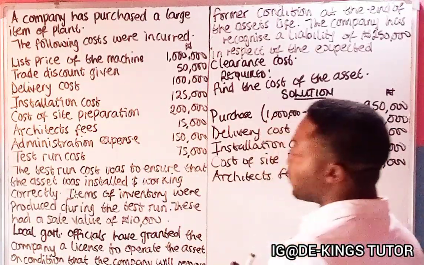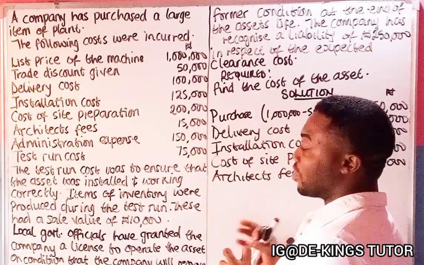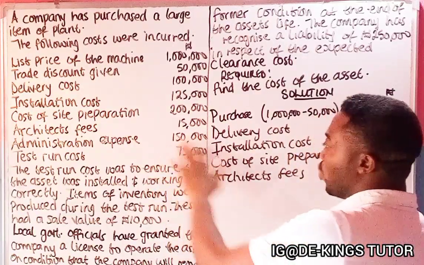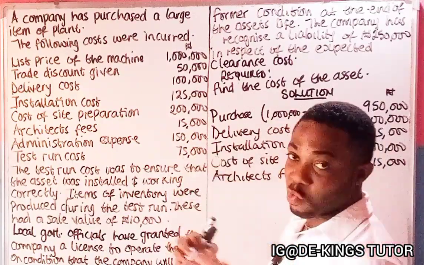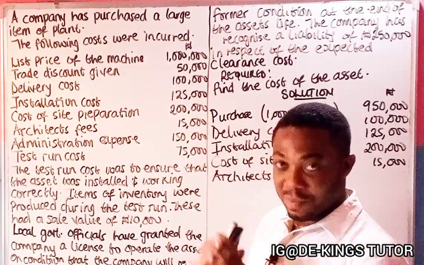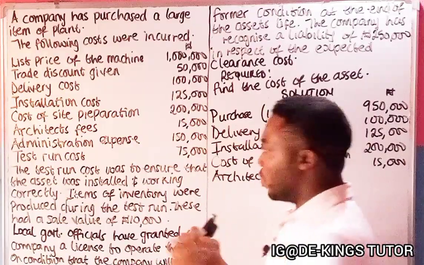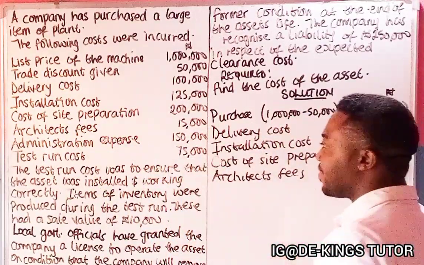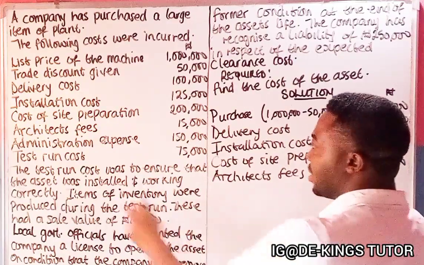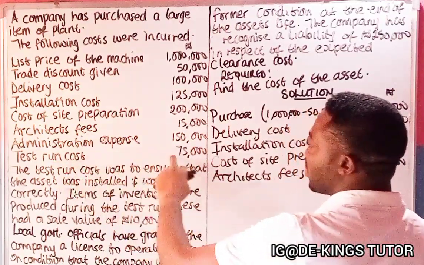Now administration expense does not form part of the cost. Okay. So it will not be added there. So take note, most times in a question, they might want to include what might not be included as a cost. Okay. So administration expense is not part of the cost we capitalize. So we will not include it. So the next one is test run cost, 75,000.